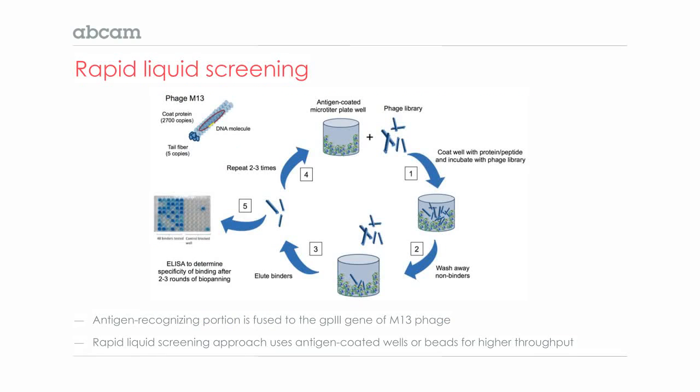The rapid liquid screening approach that is used in the Axiomx platform uses antigen-coated wells. This eliminates the need for any solid phase biopanning. The phage library is incubated in multi-well plates coated with the antigen of choice, and the wells are then washed to remove any unbound phage. The bound phage is then eluted, and the eluted phages can be either subjected to further rounds of screening for higher specificity or selected as candidate clones for characterization.